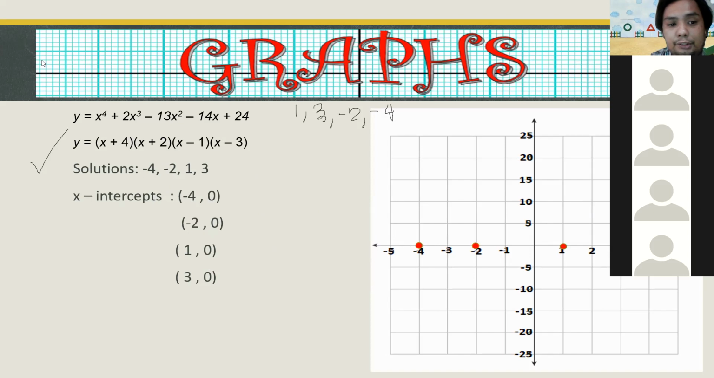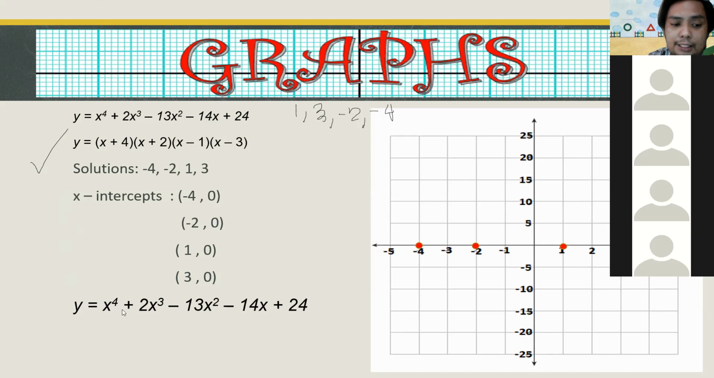Did you see that? Are we clear on what happened? Okay. So from the solution, we got the x-intercepts, where we just set y to 0. So last one, we have to find the y-intercept. How do we find the y-intercept?